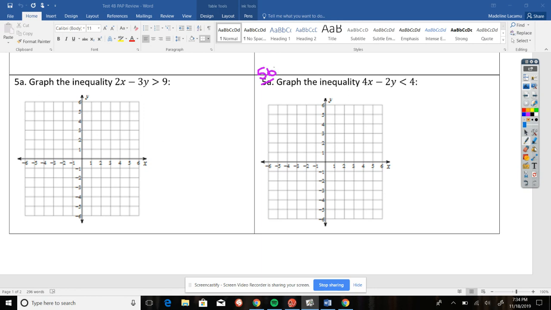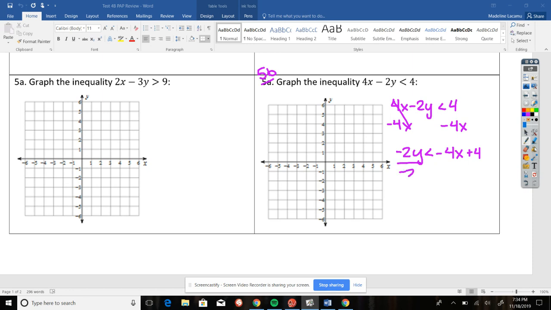All right, this one says graph the inequality. So there's 2 ways to do this one. We can either solve for Y or we can do our intercepts. I'll do both ways. So I have 4x minus 2y is less than 4. So first I'm going to subtract 4x from both sides. So I get negative 2y is less than negative 4x plus 4.